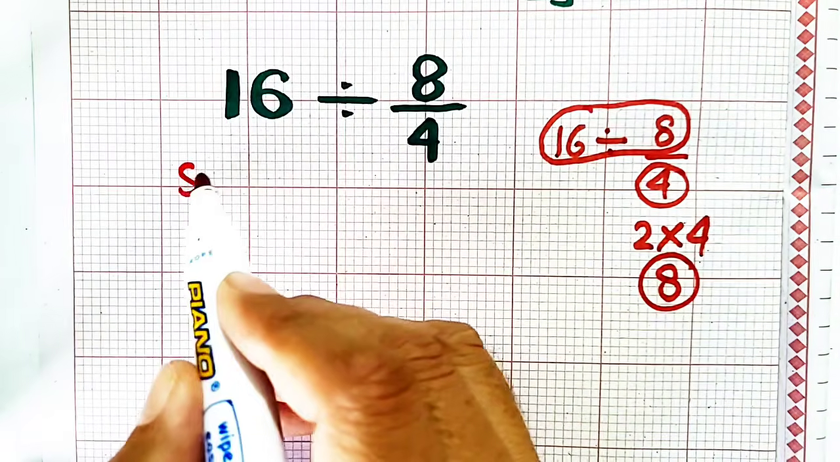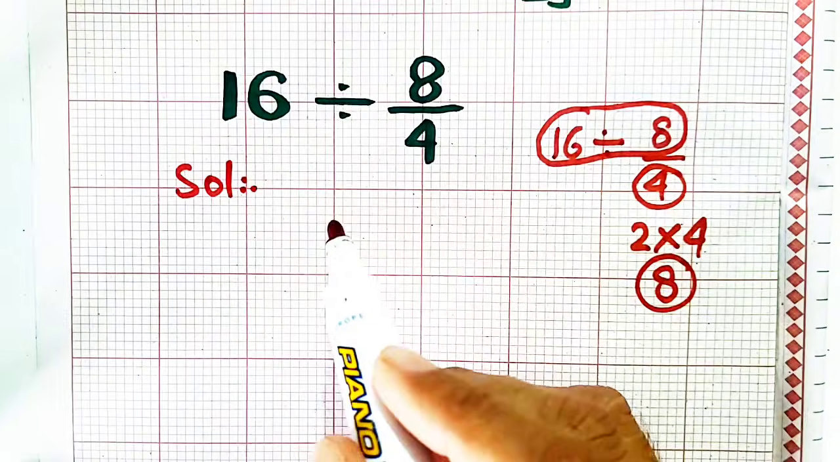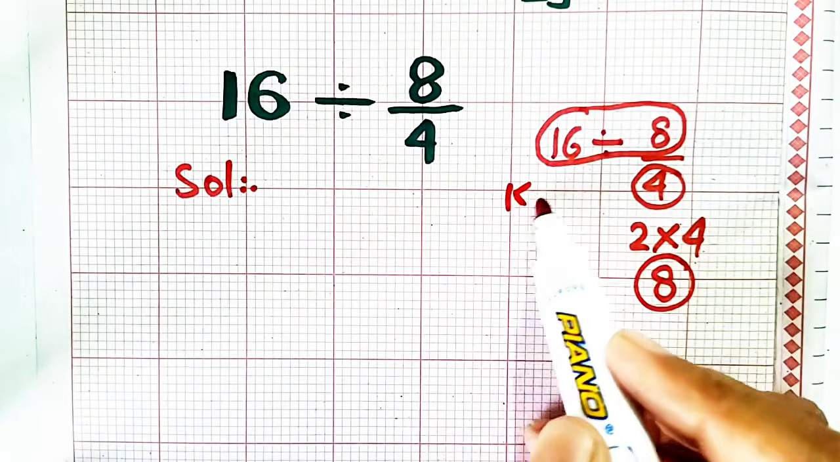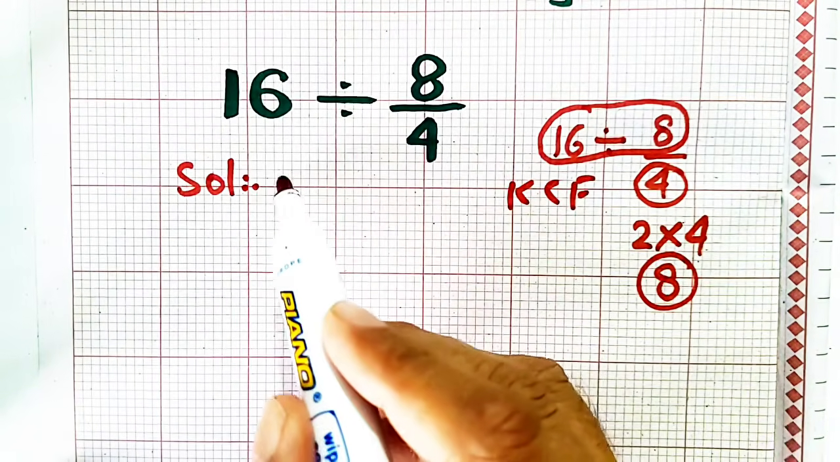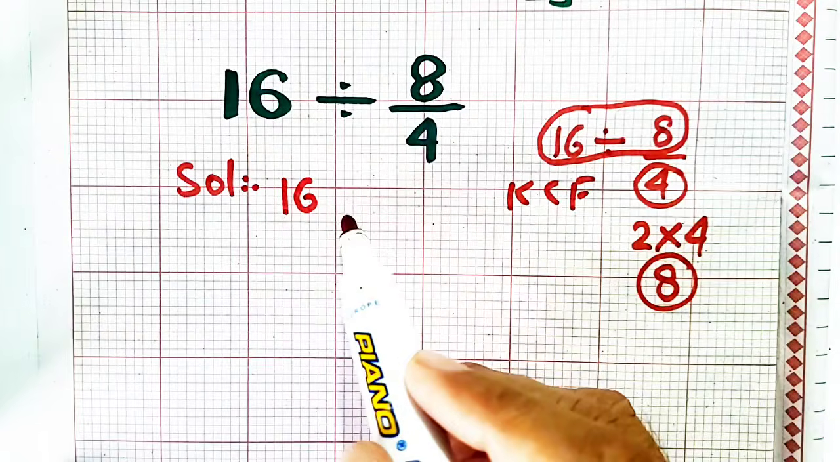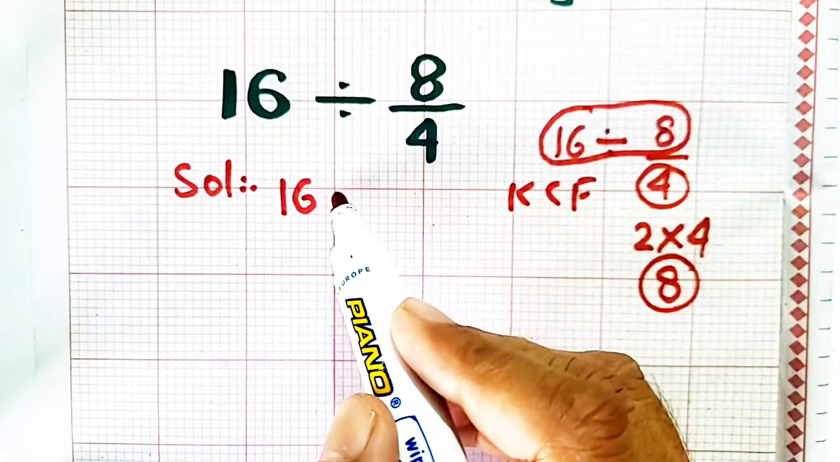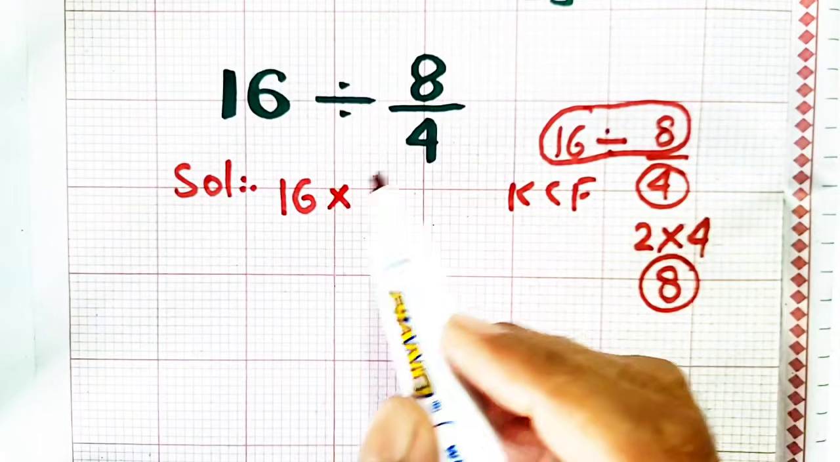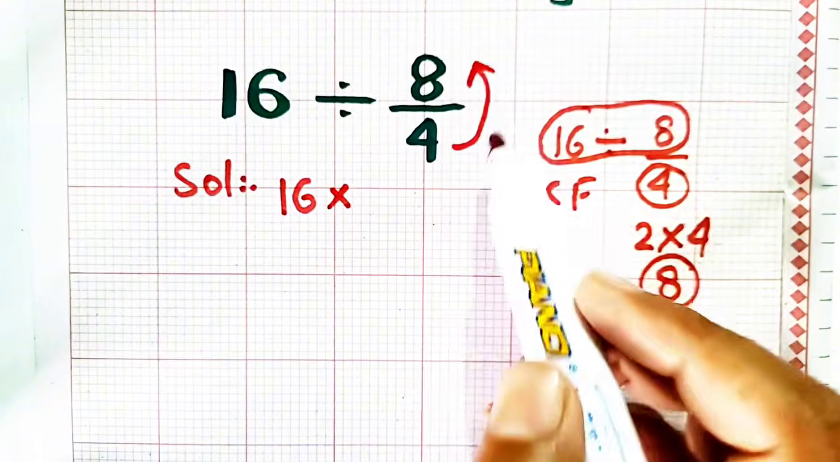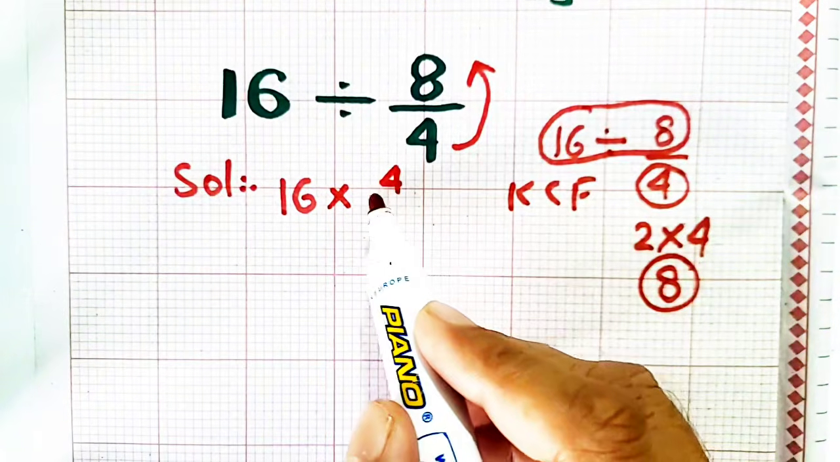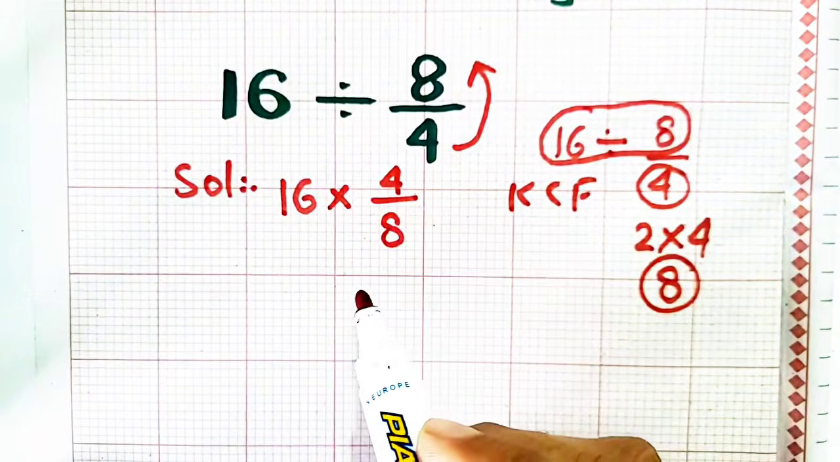Let us come to solve it according to the KCF rule. Keep, change, flip rule. Keep the first one. 16 will be written as it is. Divide is changed into multiplication. Flip means we have to flip this one. It will become 4 over 8.